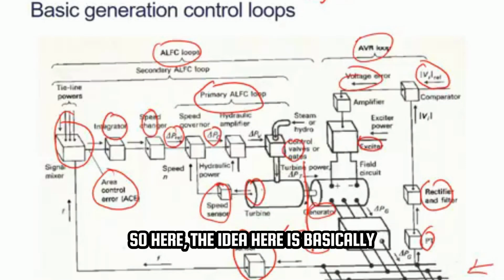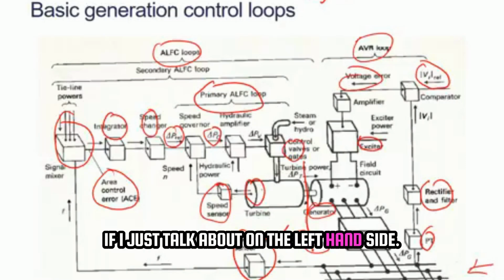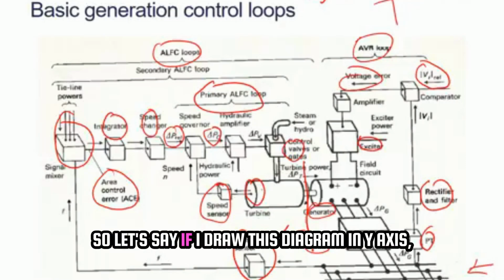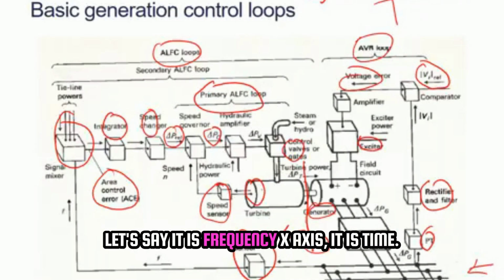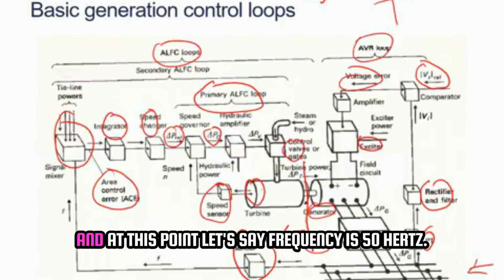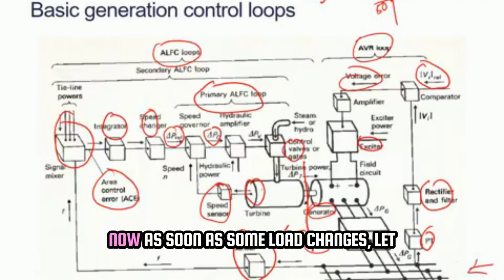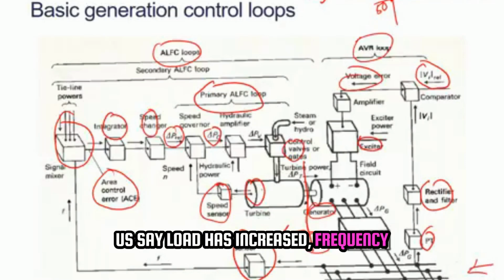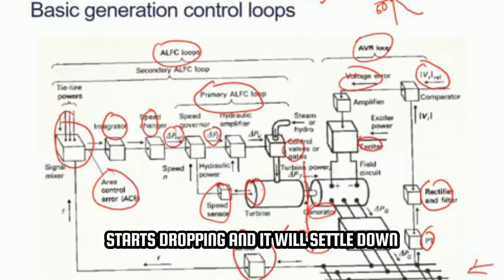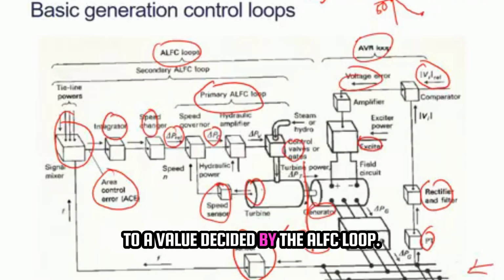So here, the idea is basically, if I just talk about the left hand side, let's say I draw this diagram with y-axis as frequency and x-axis as time, and at this point let's say frequency is 50 Hertz. Now, as soon as some load changes, let's say load has increased, frequency starts dropping, and it will settle down to a value decided by the ALFC loop.